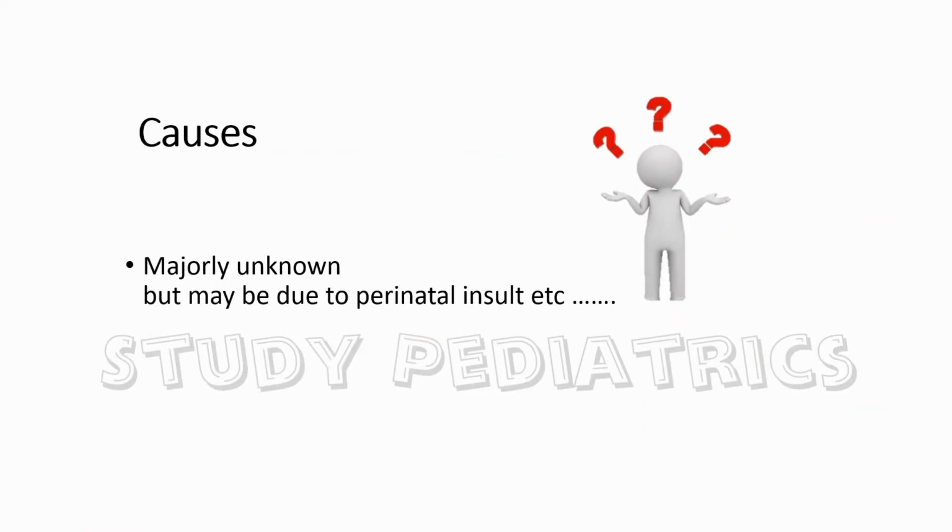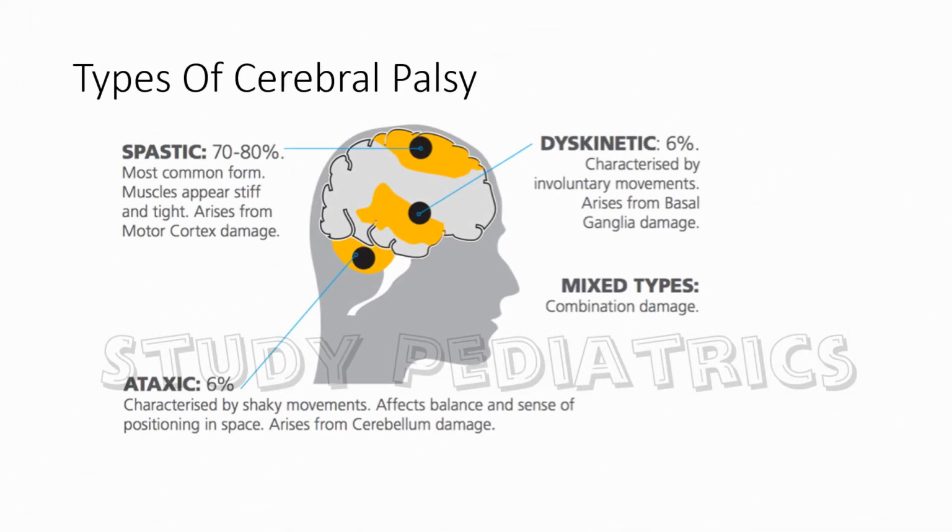Now coming to the causes. The cause of cerebral palsy is majorly unknown, but some say it may be due to perinatal insult, etc. Now let's see the types of cerebral palsy. As you can see in this picture, based on the site affected, various types of cerebral palsy are depicted.